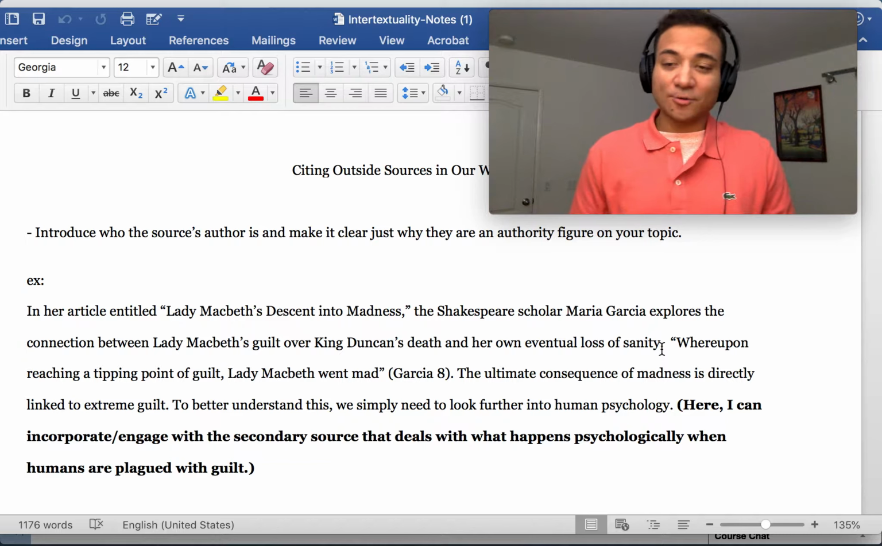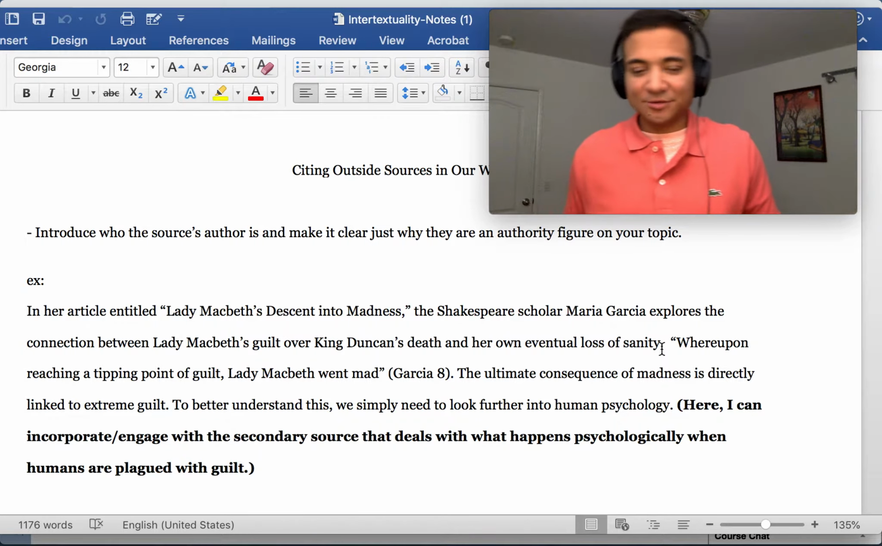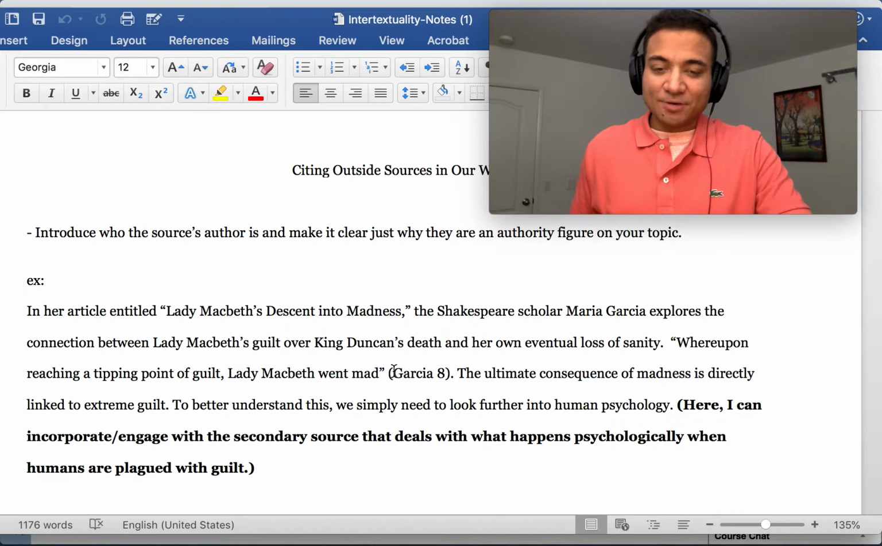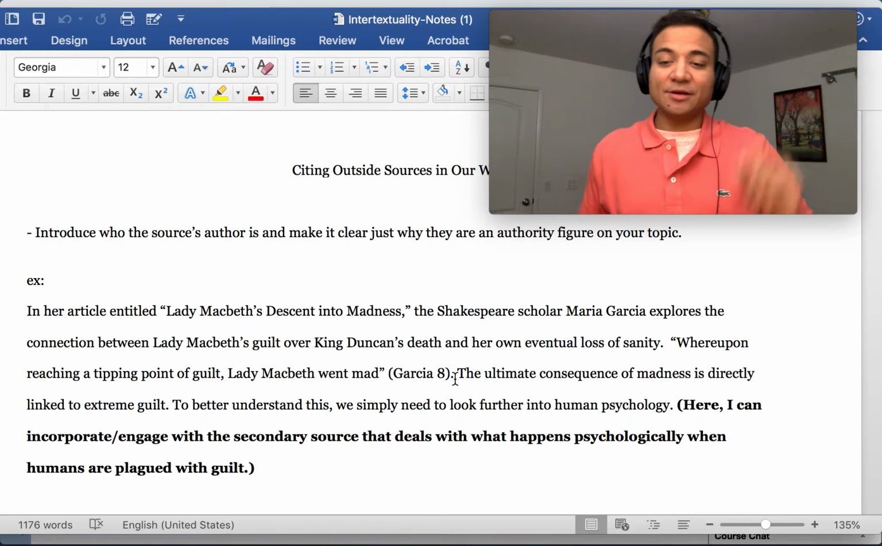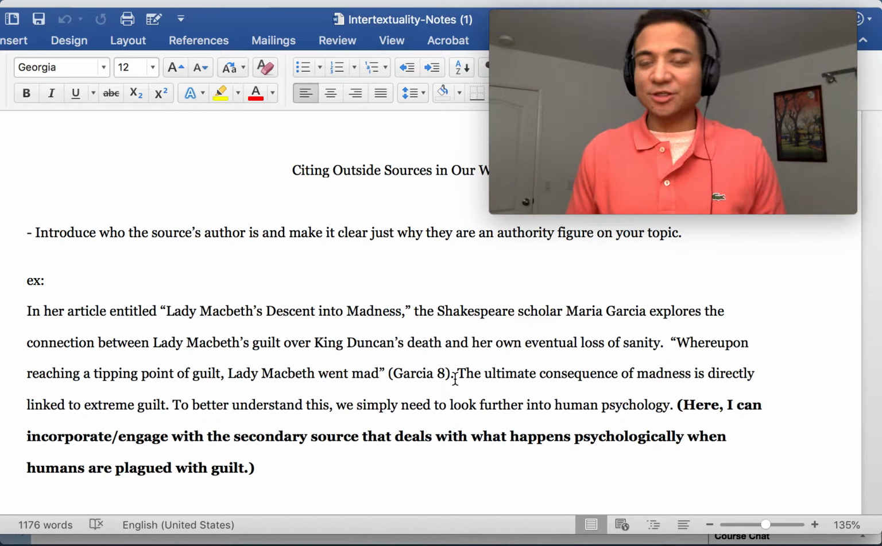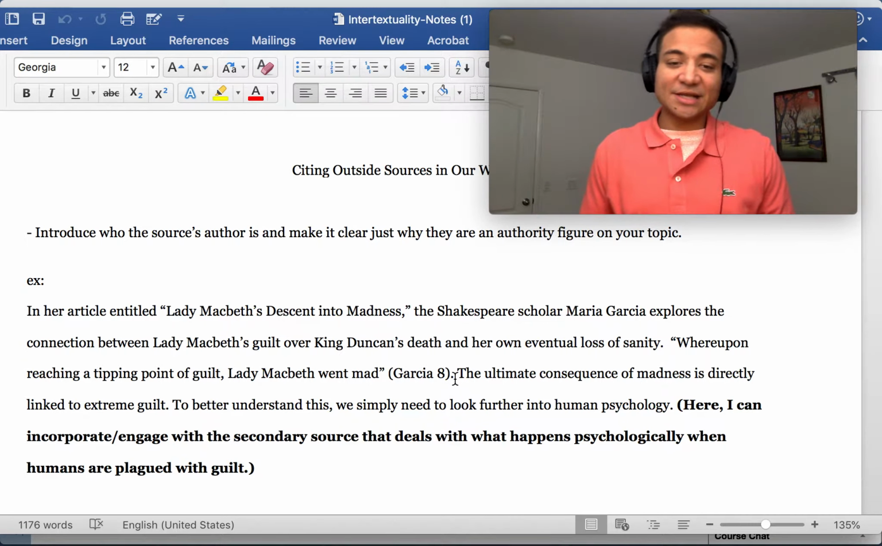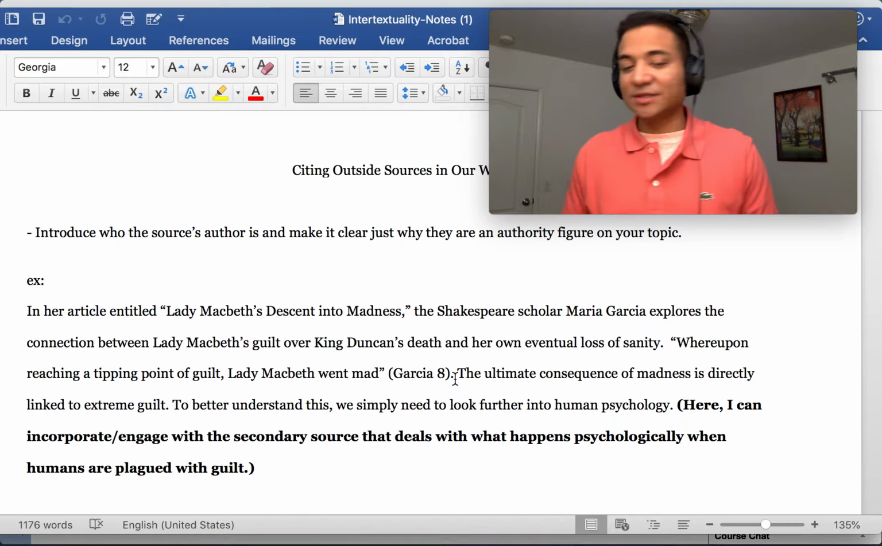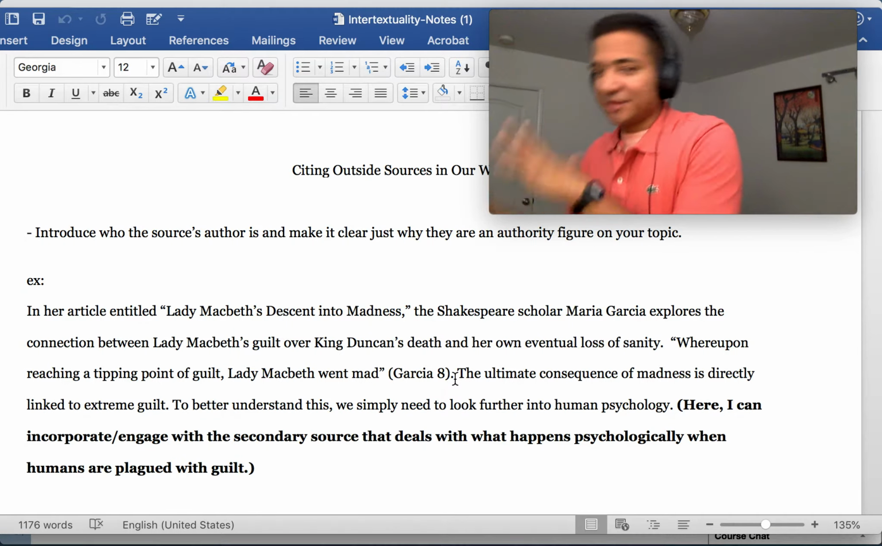Here's a direct quote: "Where upon reaching a tipping point of guilt, Lady Macbeth went mad." Let's pretend that was the quote. You put her last name in parentheses, the page number, and then the period at the end. The ultimate consequence of madness is directly linked to extreme guilt. To better understand this, we simply need to look further into human psychology. Okay, so here, let's say I bring in the other source.